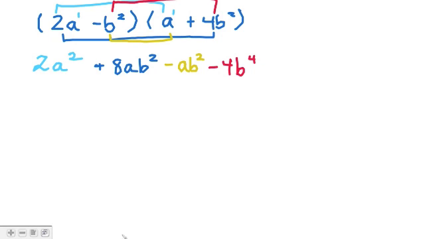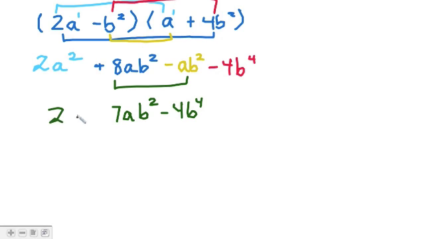Let's combine my inside terms here, which are the same. So we have 8 minus 1, which is going to give me 7ab squared. Bring down the rest on both sides. And that is your final answer. All right, I hope this helps.